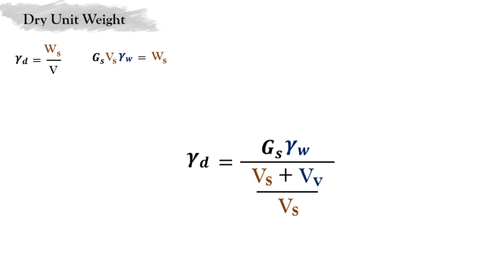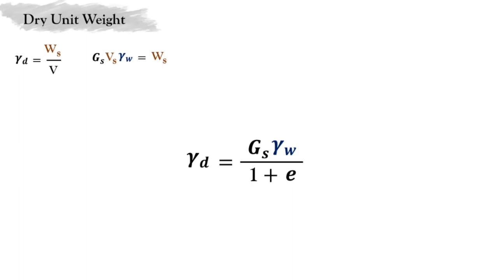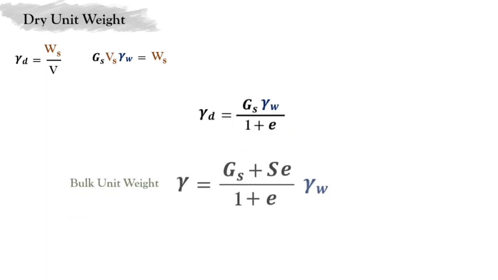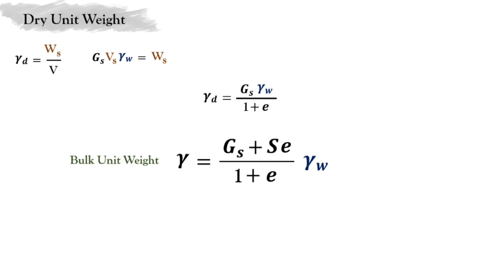And then, i-simplify na natin yung denominator. So, meron tayo ditong 1 plus E. Kaya, ang formula natin for the dry unit weight is Gs gamma water all over 1 plus E. So, kung titingnan mo, halos kamukha lang din naman siya ng bulk unit weight natin, di ba? So, kung babalikan natin yung formula na na-derive natin kanina, sa bulk unit weight, that is gamma is equals to (Gs plus Se) all over 1 plus e, times gamma of water.